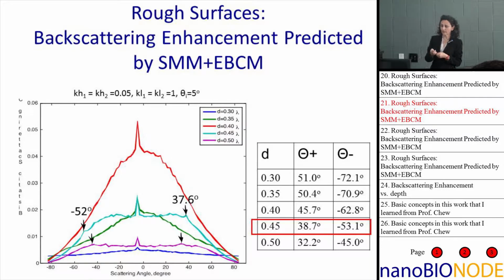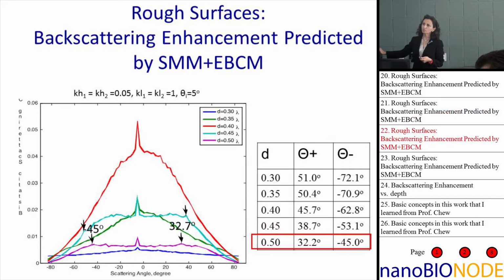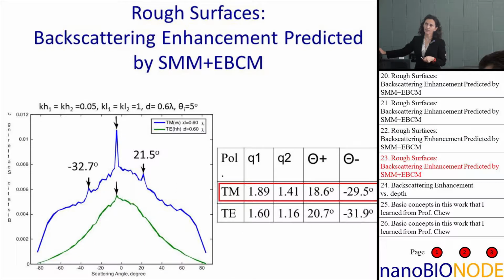The theoretical value for just the two smooth surfaces would be, for example, 38.7 degrees, and we get it at 37.6 degrees. The other one would be at minus 53, and we get it at minus 52. So our numerical results for the rough surface very closely match what was predicted from just the flat geometry. This gives us confidence that we're actually picking up this effect. Okay, and that's another example for the half a lambda case.